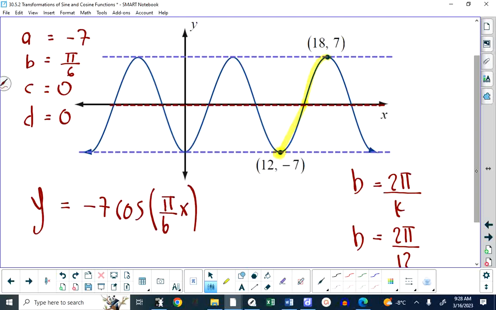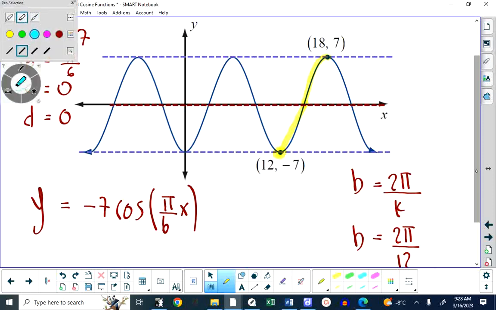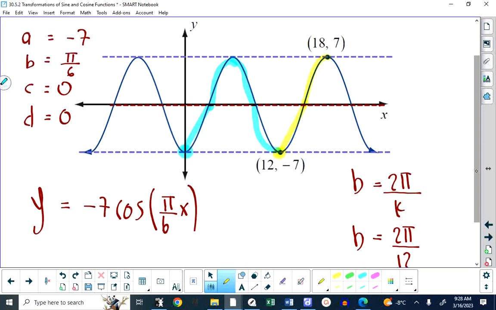There is another way to determine that the period here is 12. Did anybody say it's 12 because, starting here, you go up, down, down, and it takes you 12? That will work, but only because the start point is on the y-axis. If it isn't, you can't do that.